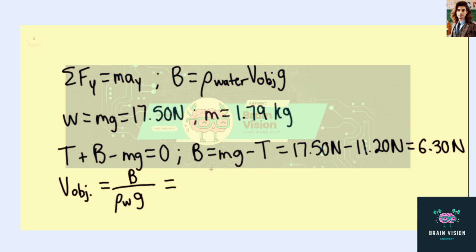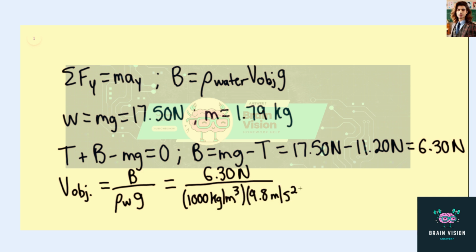And so this would be equal to 6.30 newtons divided by 1,000 kilograms per cubic meter multiplied by 9.8 meters per second squared. And this is equaling 6.43 times 10 to the negative fourth cubic meters.